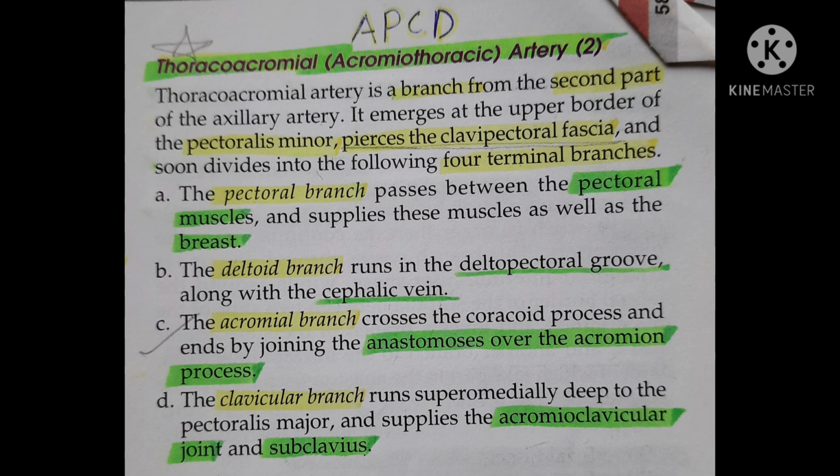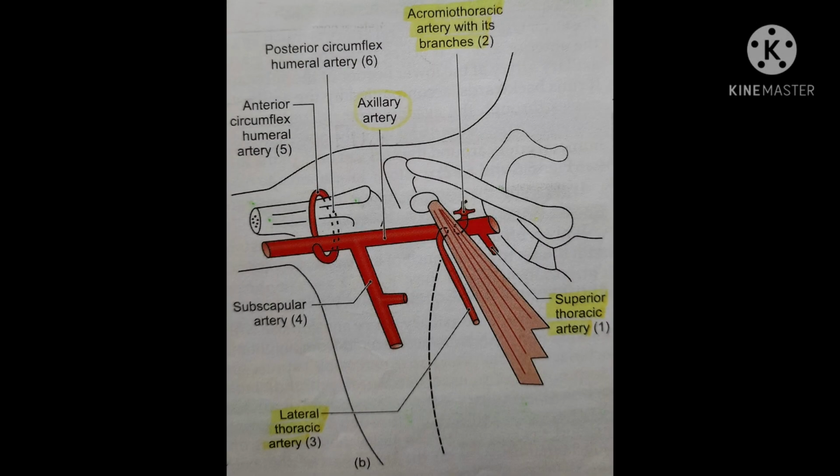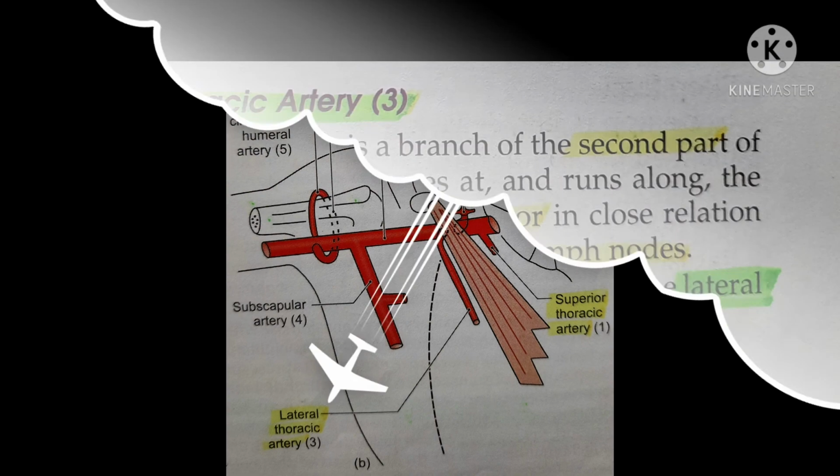First, the pectoral branch passes between the pectoral muscles and supplies these muscles as well as the breast. Second, the deltoid branch runs in the deltopectoral groove along with the cephalic vein. Third, the acromial branch crosses the coracoid process and ends by joining the anastomosis over the acromion process. Fourth, the clavicular branch runs superomedially deep to the pectoralis major and supplies the acromioclavicular joint and subclavius.